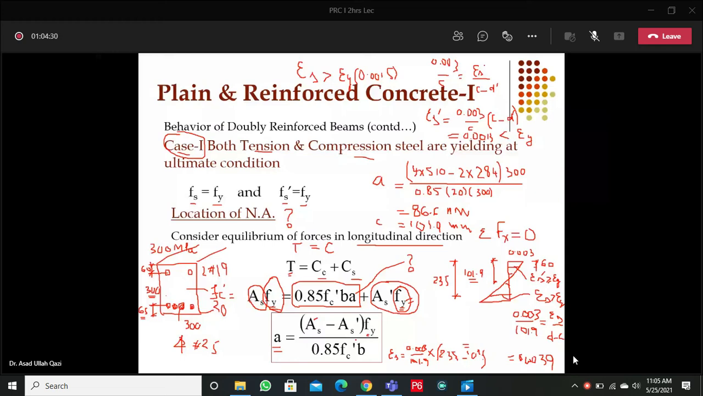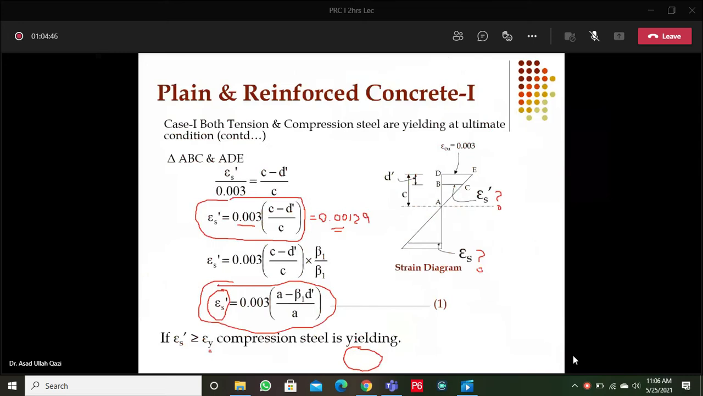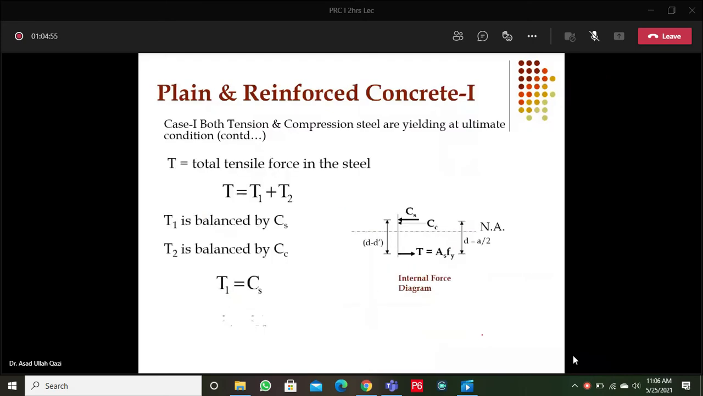the most lengthy case, case two, because case one is just a one-liner. Once you do the analysis and your assumptions are fulfilled, you check epsilon s prime, it is also greater than epsilon y, your epsilon s is also greater than epsilon y, it means this first condition is okay, and then you will move to the expansion of internal capacity and you will get the moment resistance. I am just trying to determine that.